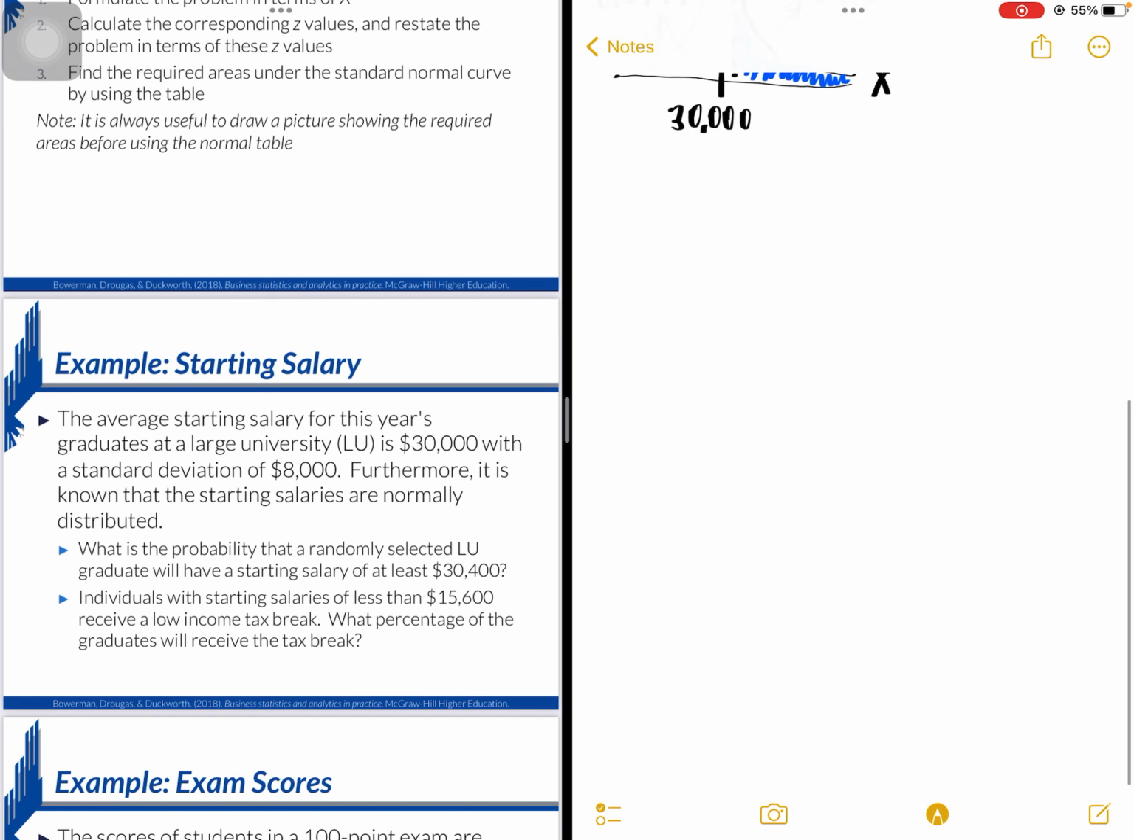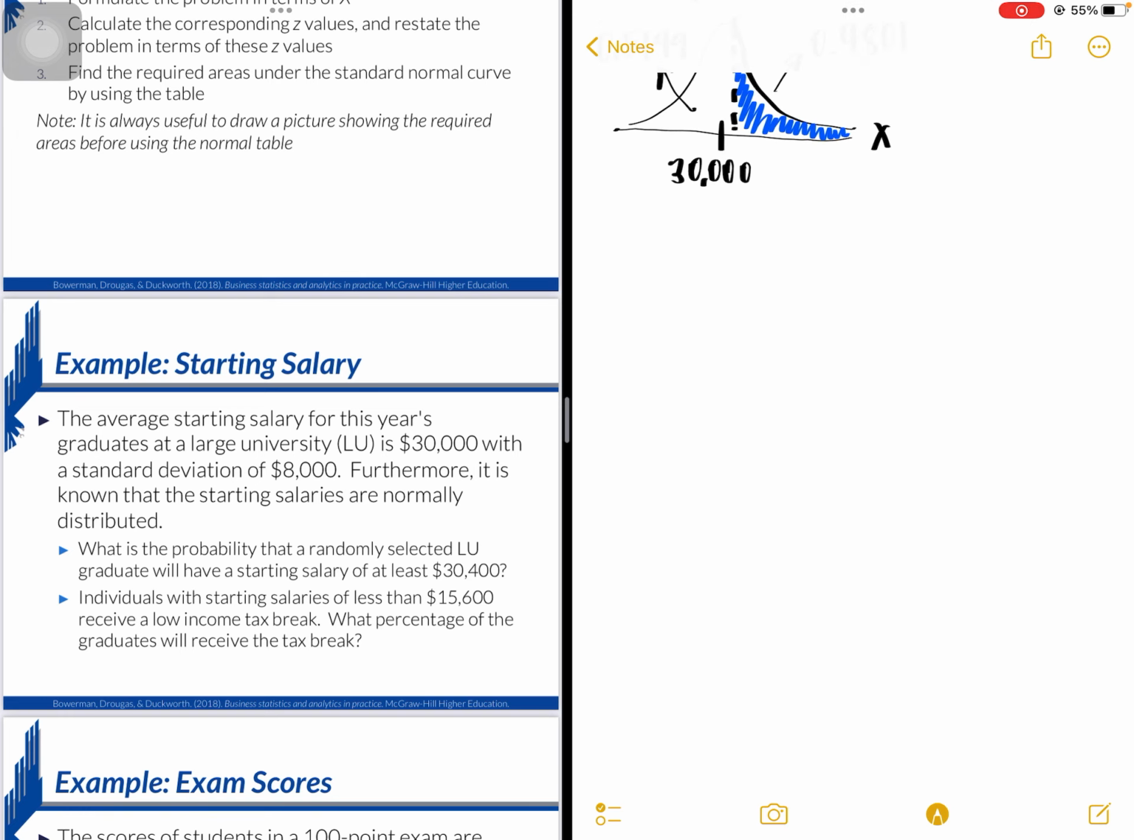Now for the second problem, individuals with starting salaries of less than $15,600 receive a low income tax break. What percentage of the graduates will receive the tax break? So again, it helps to try to visualize the problem first in terms of the standard normal curve.